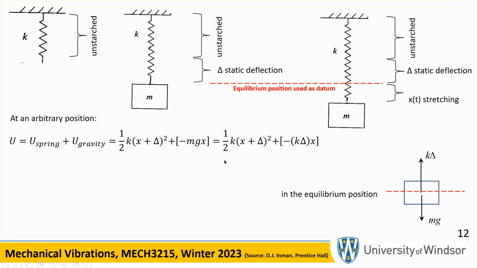Okay, so this is the total potential energy. Now, as far as the kinetic energy goes, the only thing that has kinetic energy here is the mass, which is traveling at the velocity x dot. If this is the position, x dot is the velocity of the mass, and 1/2 m x dot squared is the kinetic energy.